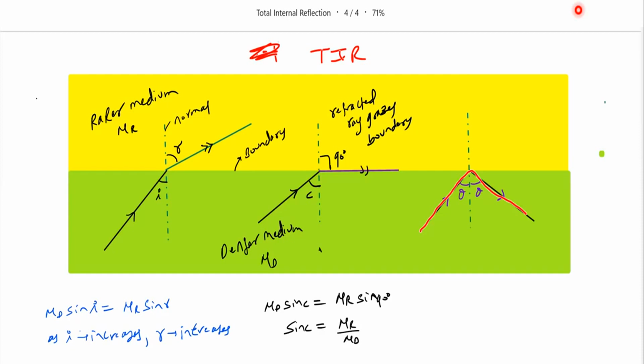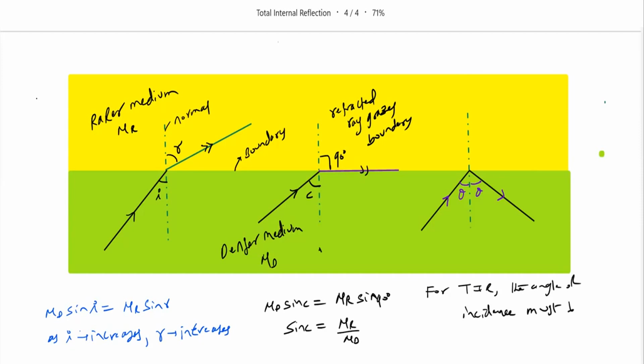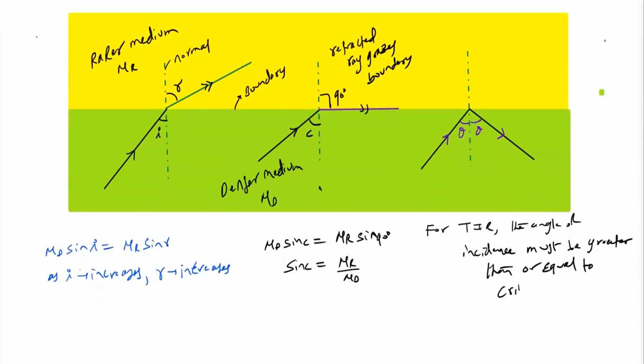Then what is the condition for TIR? This angle of incidence, if it is greater than or equal to the critical angle, the ray will undergo total internal reflection. So for TIR, the angle of incidence must be greater than or equal to the critical angle.